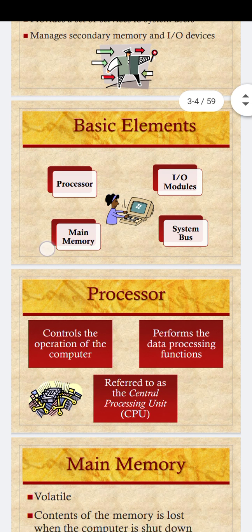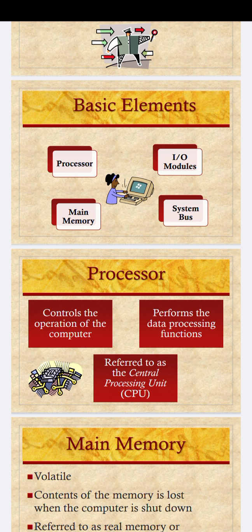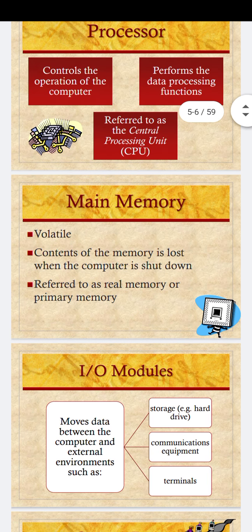The processor controls the operation of the computer. It acts as the brain of the computer and performs the data processing functions. It is referred to as the central processing unit, CPU. That's the processor. We also have the main memory.